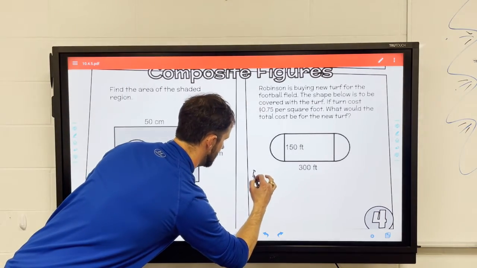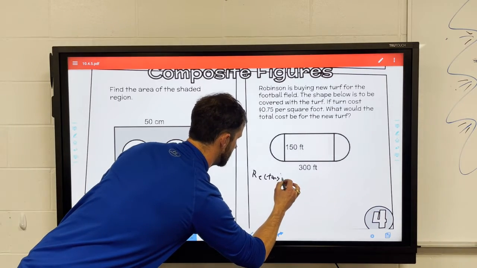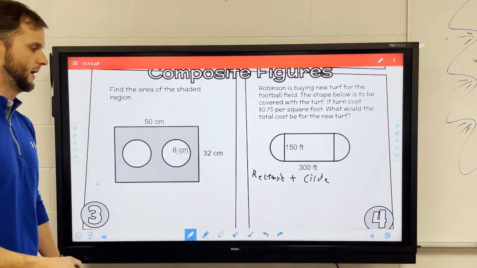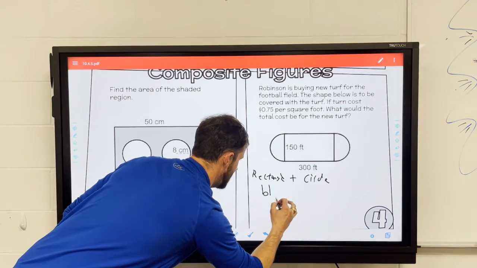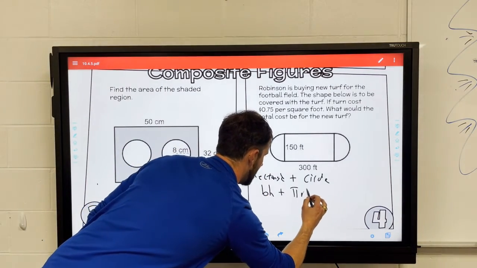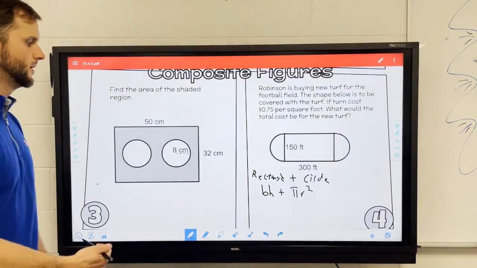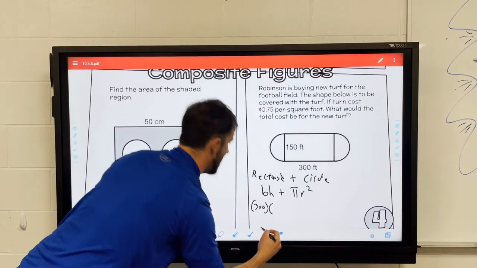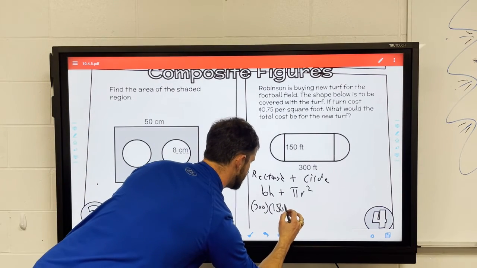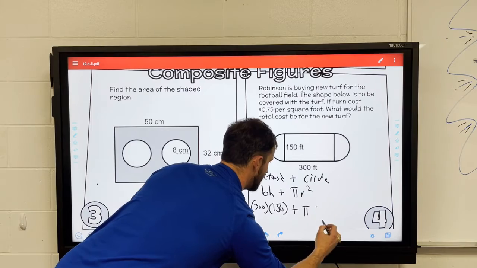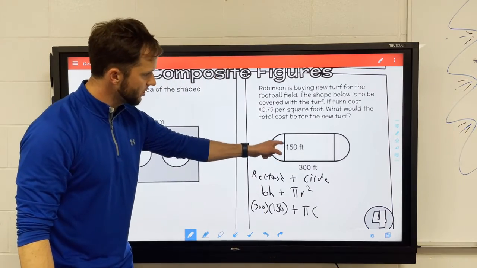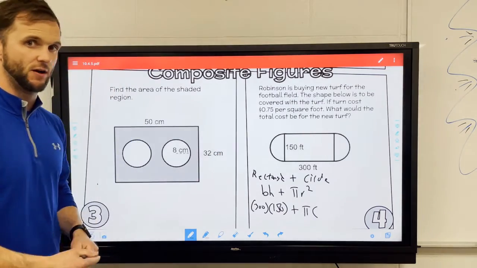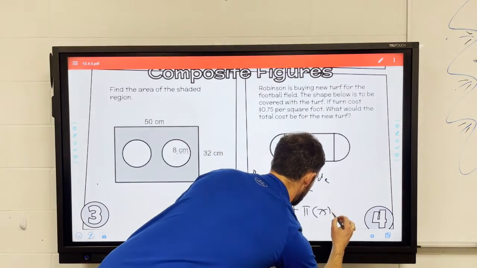So I have my rectangle, and I'm going to add the area of a circle because I have one full circle, correct? The area of a rectangle is base times height, and the area of a circle is pi r squared. So now I'm just going to plug in what I know. The base of my rectangle is 300. The height of it is 150. And then remember, if I want to find the radius, all the way across my circle is going to be 150, and the radius is always half of the diameter. So I take half of 150, which is 75, and I'm going to square that.